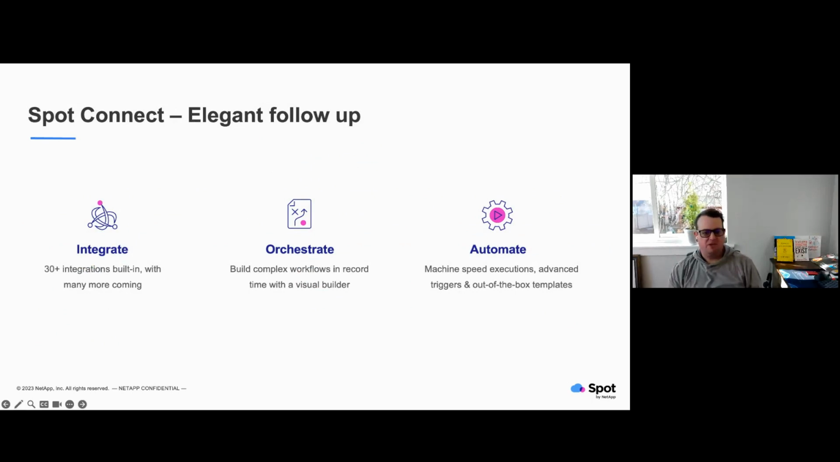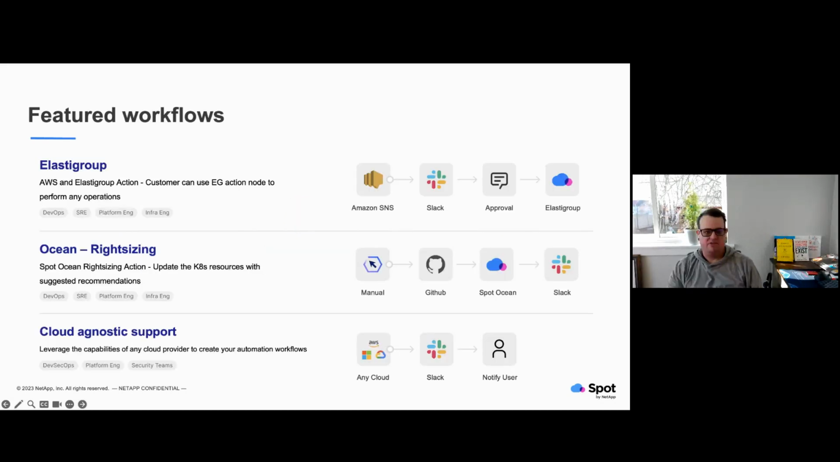We allow you to build complex workflows in record time with a visual drag and drop builder. This allows you to enhance your automation by running machine speed executions and advanced triggers with our out-of-the-box templates. So here's an example. You can use Spot Connect to right size and update your Kubernetes resources by having a GitHub action that calls Spot and allows you to do that right sizing and goes in and reports to Slack that it's done.